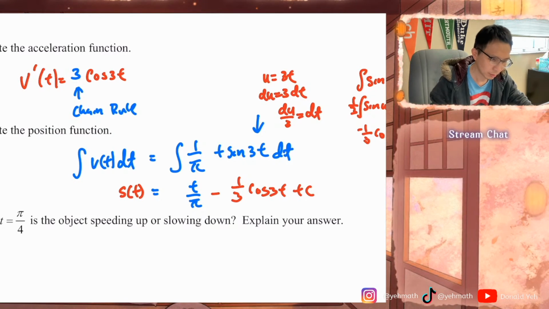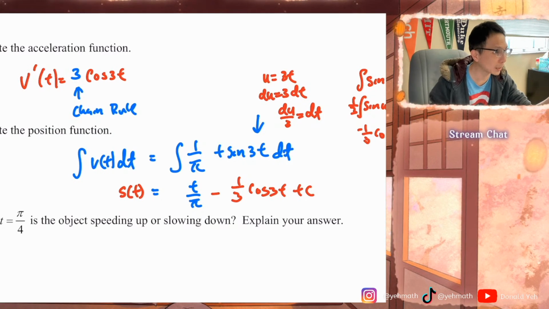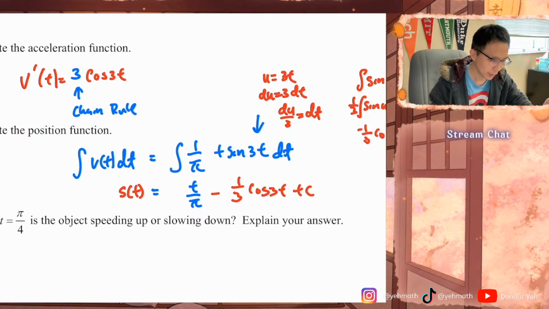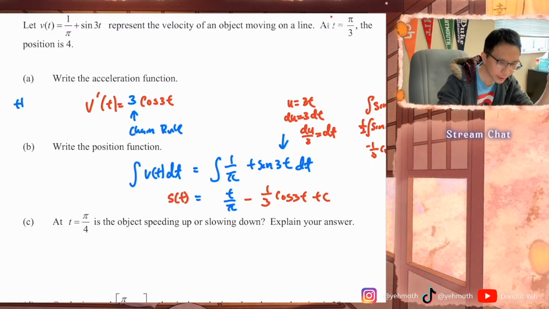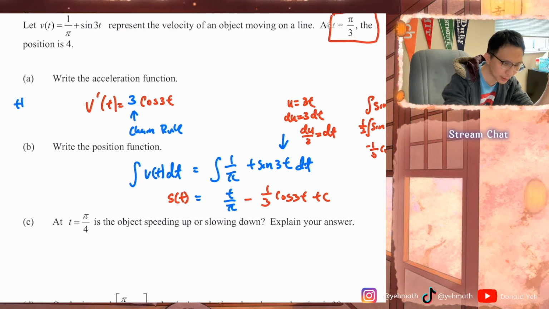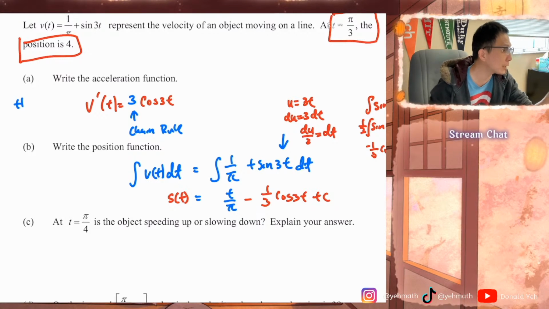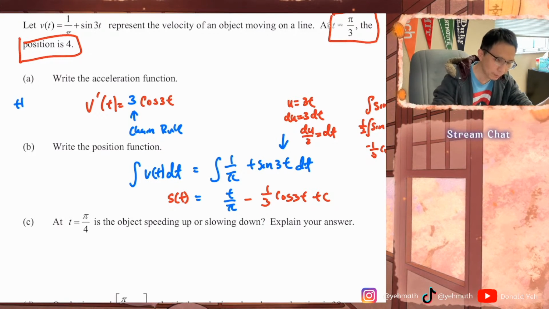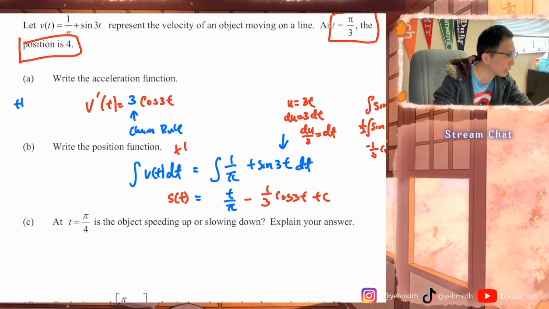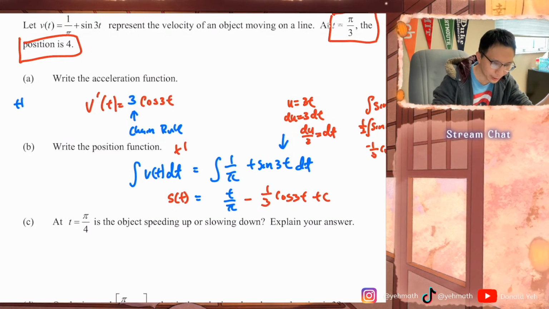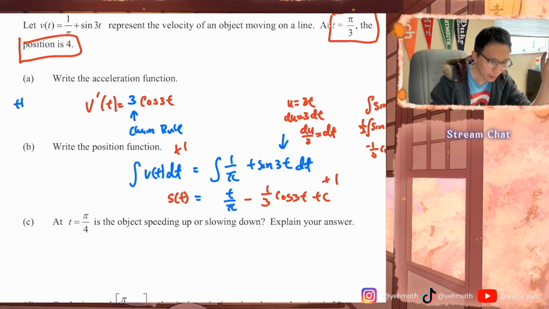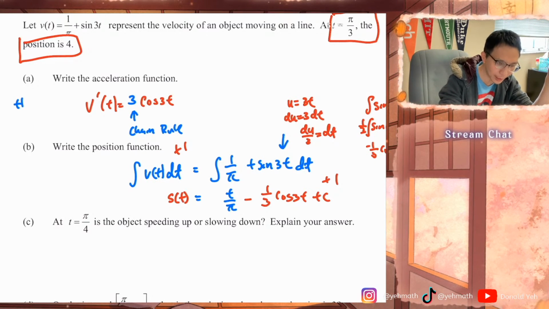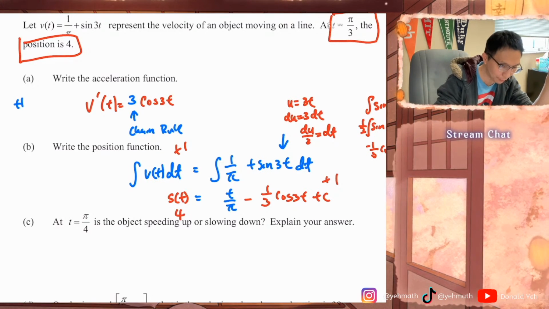Yes, you should have a c, but can you resolve the c? You can. How? Because you know the initial position at pi over 3. Good, Andrew is saying this is the initial position. You have to take the initial position into account, because by writing this part you get 1 point, by integrating correctly you might get 1 point, and then you have to find the value of c to get the last point. So they say s at pi over 3 is 4, so that means the position is 4.